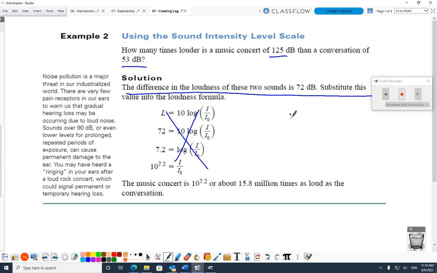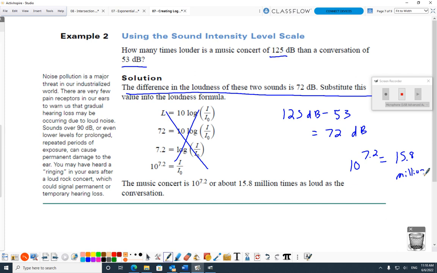So the actual, let me just write it out here. 125 decibels, subtract 53 decibels, is 72 decibels. 72 decibels difference, and so that's a difference of intensity of 10 to the 7.2. So they multiplied the whole scale by 10. And so that's 15.8 million times the energy.